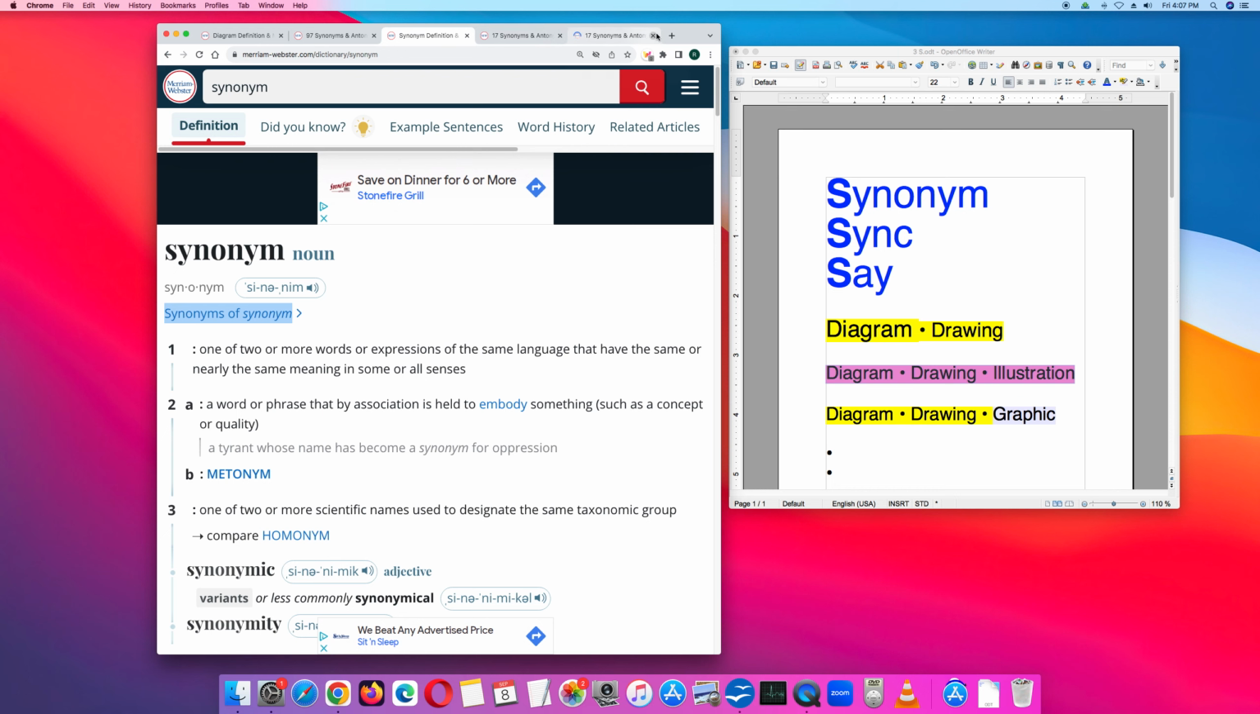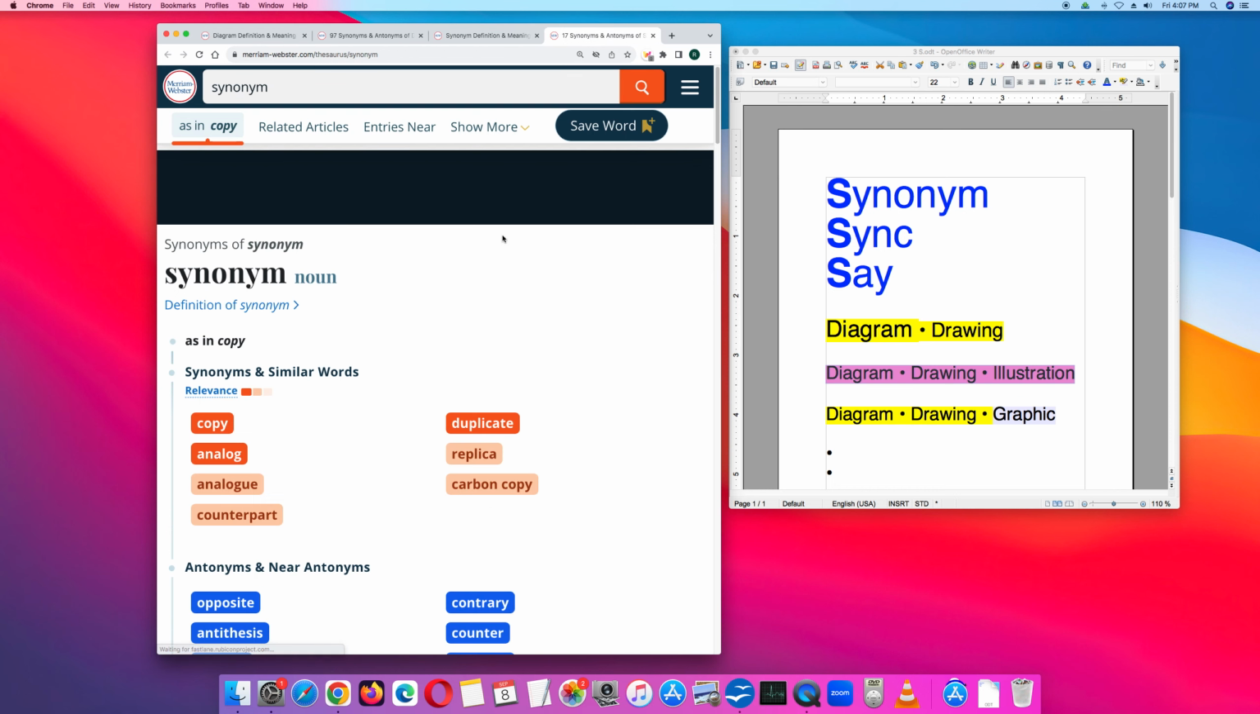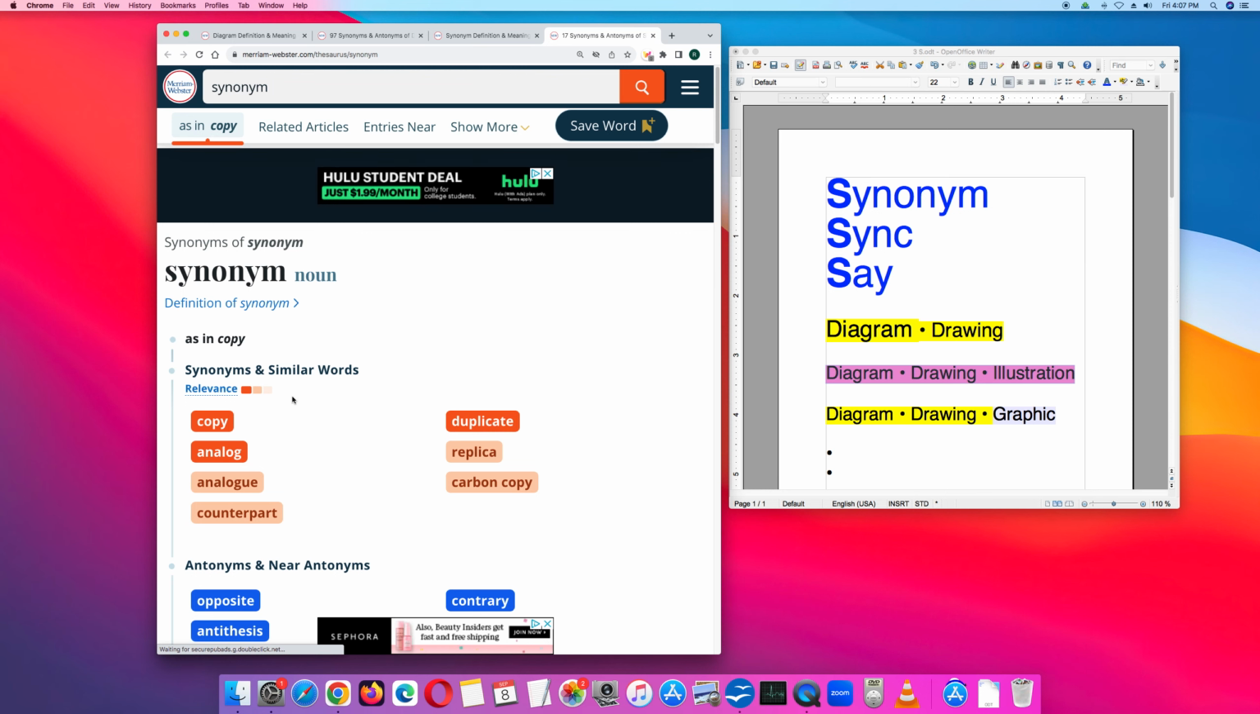So I'm looking at the synonyms, and I didn't like any of these synonyms of synonym: copy, analog, duplicate, replica, carbon copy, counterpart. These do not represent the most frequent use of the word synonym. I'm like, okay, so what do we do here?